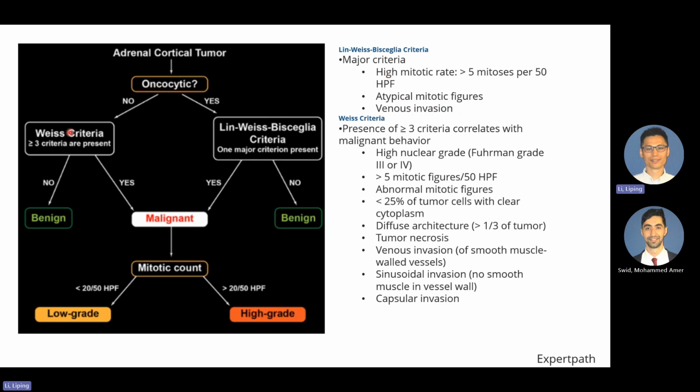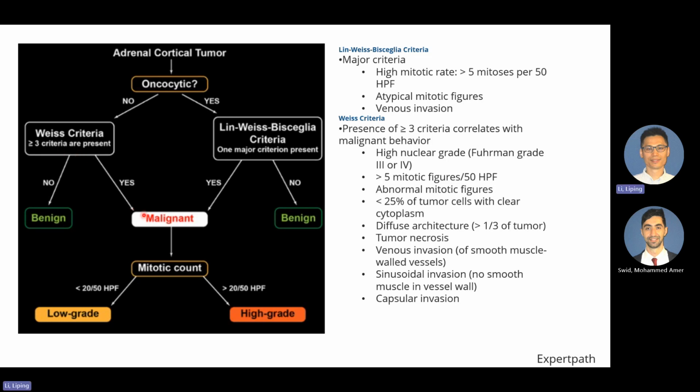If not, we use these Weiss criteria. And then basically they always emphasize mitosis, necrosis, and invasion, growth, tumor necrosis. And then for these Weiss criteria, we need to meet 3 or more than 3.